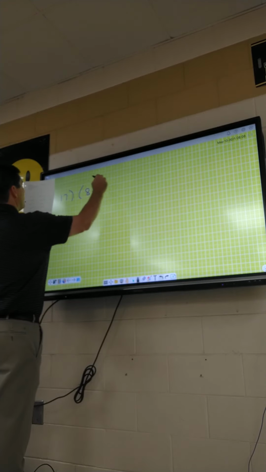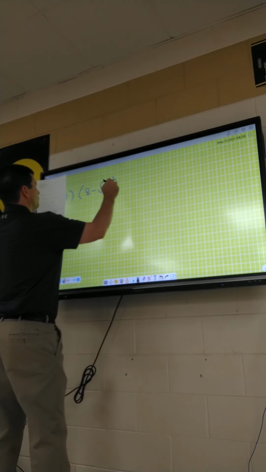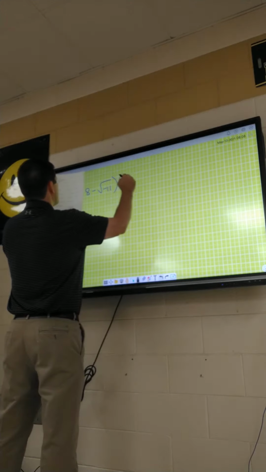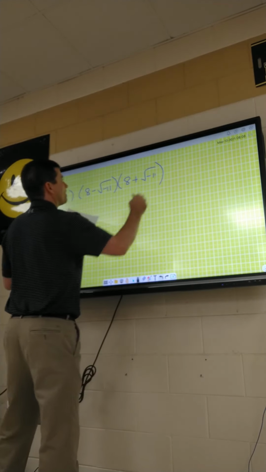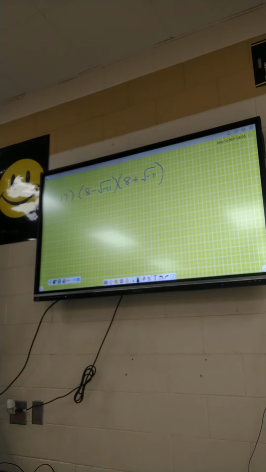We got 8 minus root of negative 11, 8 plus root of negative 11. All right, I think we skipped these last week. I don't think I put any of the square roots on the final. We're going to go ahead and do this one.